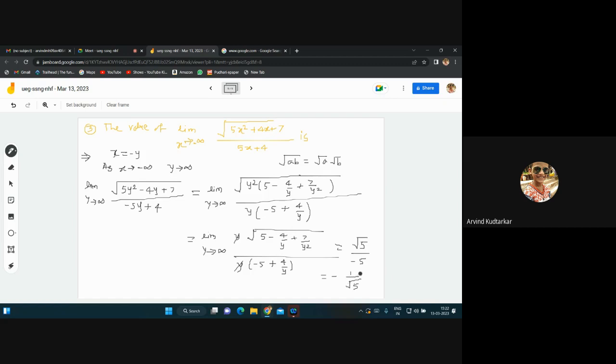So how is it the correct option? Minus 1 by root of 5. So minus keep as it is, and 5 means what? Root of 5 square. Root of 5 square means root 5 gets cancelled, there remains 1 by root 5. Yes, 1 by root 5 remains here. Understood? So minus 1 by root of 5 is the correct option for this example.